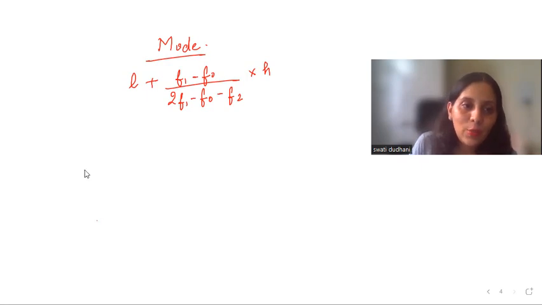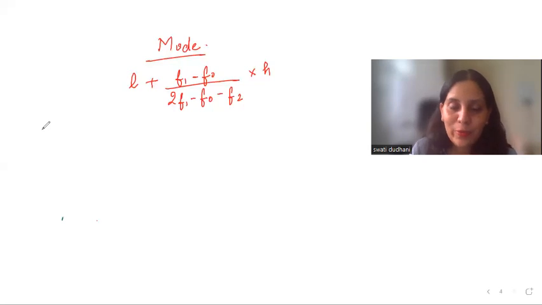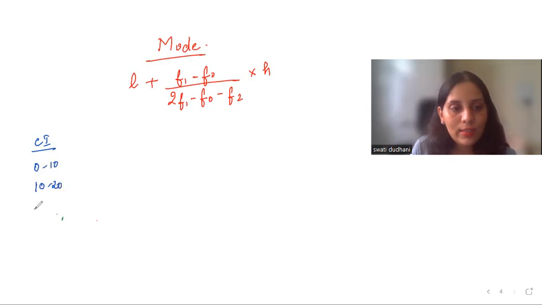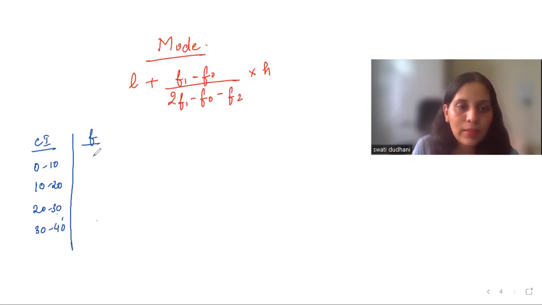Okay. So here what are these? Let me take an example and help you with this. F is all the frequencies, L is the lower limit of the modal class, and H is the class size. Let me take an example. Class intervals 0 to 10, 10 to 20, 20 to 30, and 30 to 40. And frequencies 2, 4, 6, 5.